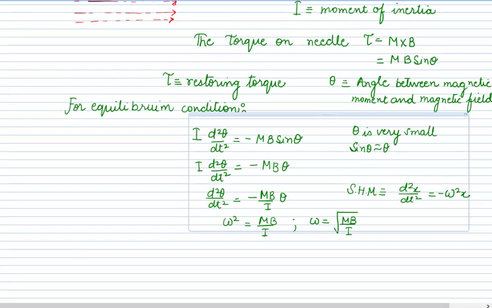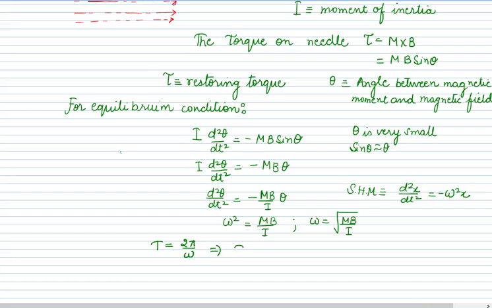So we can, as such, use all the equations of simple harmonic motion, because time period T is equal to 2π upon ω, and ω we have just calculated. So it implies T is equal to 2π under root I upon MB. I is the moment of inertia, M is the magnetic moment, and B is the magnetic field. So this is how we can calculate the time period of oscillation of this magnetic compass.